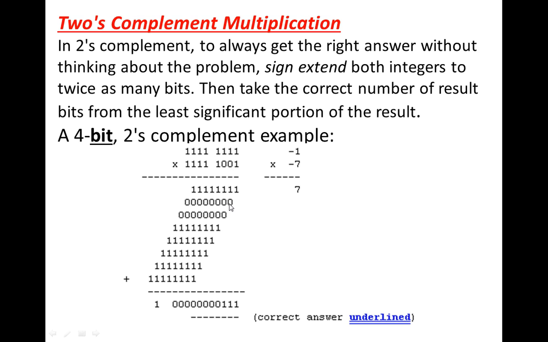Then use 0, so the 8 times 0. Then use another 0, that is 8 times 0. Then use 1, this is 8 times 1. Another one, that is your 8 times 1. Another one, that is 8 times 1, and so on.